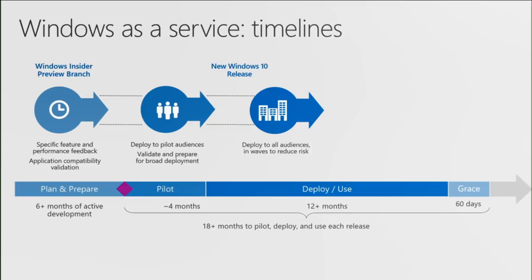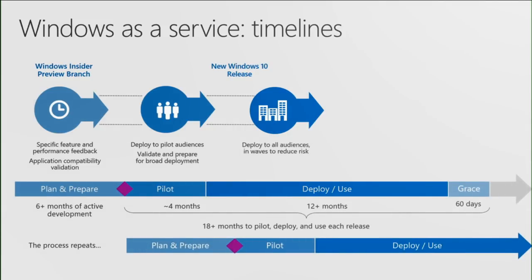So in about 12 months from that insider preview, you can go and deploy that version. Once you're running a Windows build, if you haven't upgraded that version to a new version, you have about 60 days grace period. And then you're kind of forced to upgrade. So the process will repeat each year or each time. With each build, each release, you have to plan and prepare. So it's a whole process you need to look at.